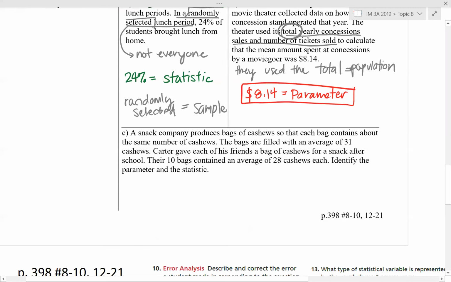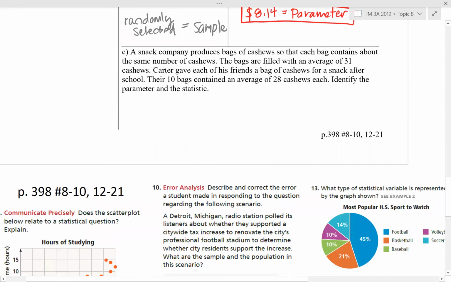Okay, so in the last one, we're asked to identify both the parameter and the statistic. So they're telling us information about the sample and about the population, and we have to discern which one is which. So a snack company produces bags of cashews so that each bag contains about the same number of cashews. The bags are filled with an average of 31 cashews. Carter gave each of his friends a bag of cashews for a snack after school. The 10 bags contained an average of 28 cashews each. Identify the parameter and the statistic.